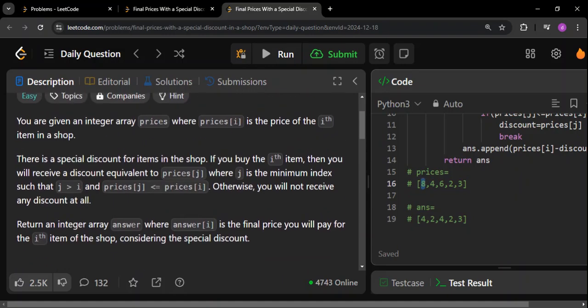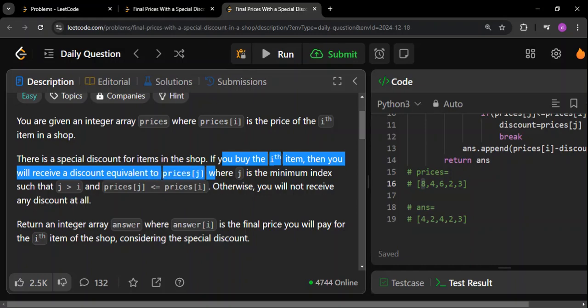So that is the question. There is a special discount for items in the shop. If you buy the ith item, then you will receive a discount equivalent to prices of j, where j is the minimum index such that j is greater than i and prices of j is less than or equal to prices of i. So you have to find the minimum index such that the value in that index is less than or equal to the current price. That is going to be the discount. You will have to subtract that discount from the current price. Okay, as simple as that.